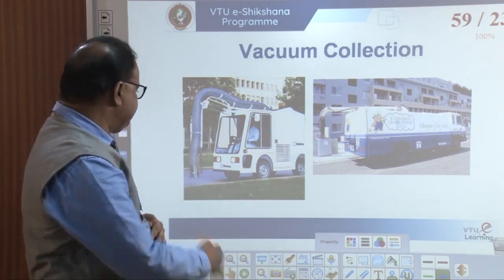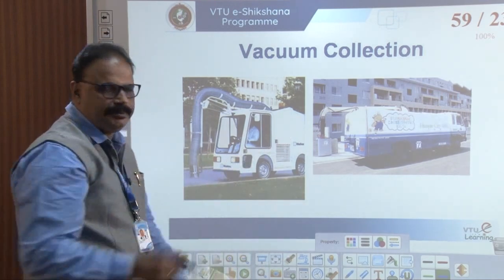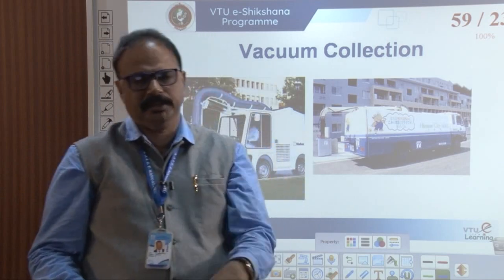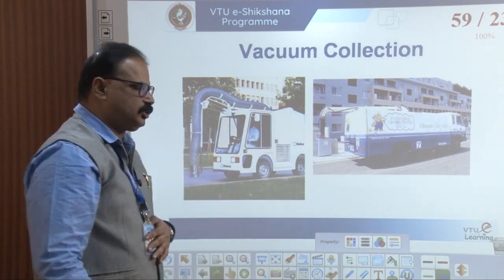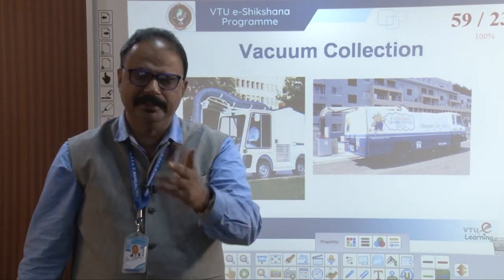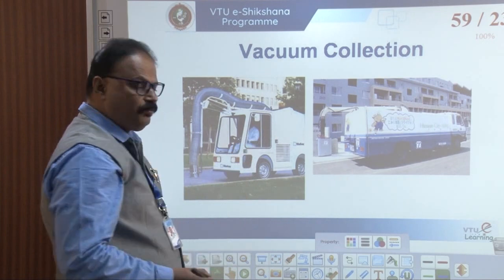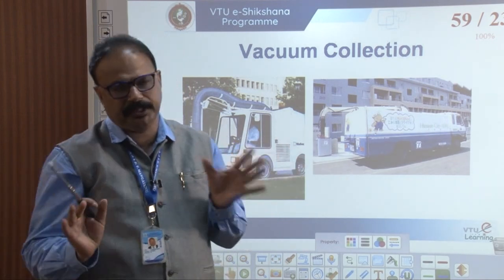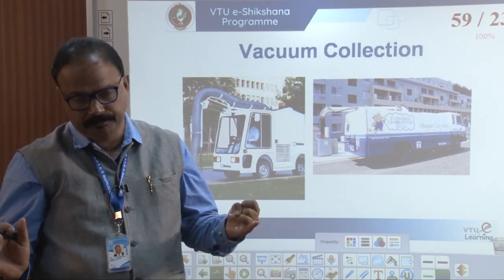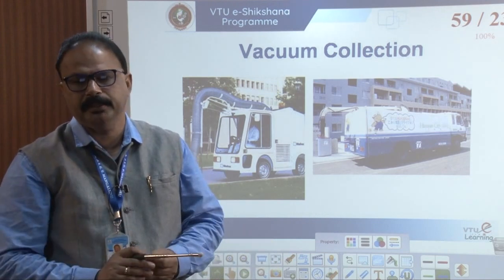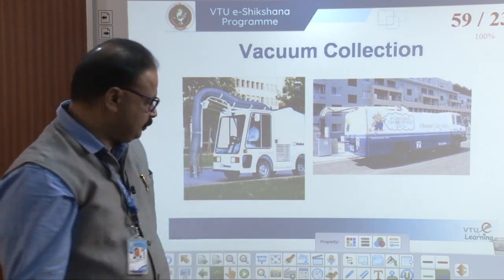In some good cities that have proper management, this type of vacuum collection is used. It may be in some states in India, or abroad, where it is majorly used in clean cities. Next, these are the types of vehicles in transportation: one type for residential, one type for commercial, and one type for recycled material.